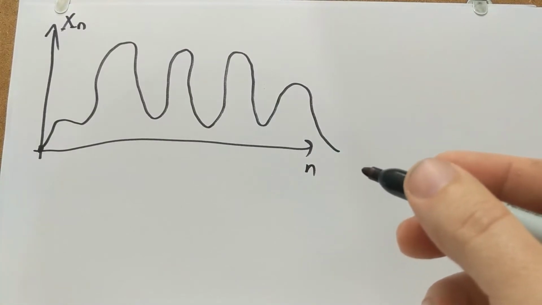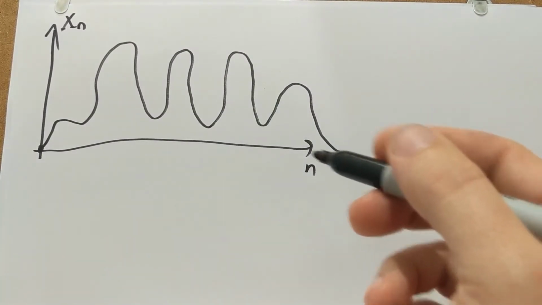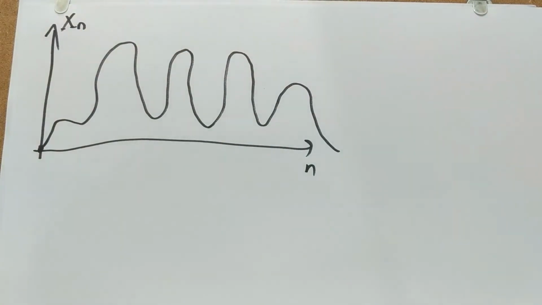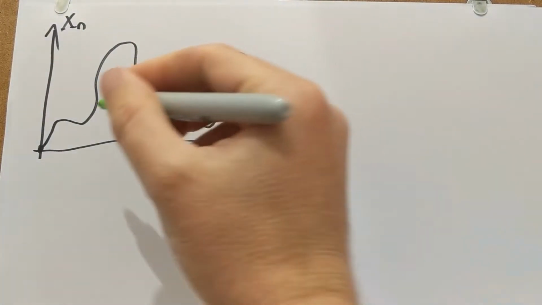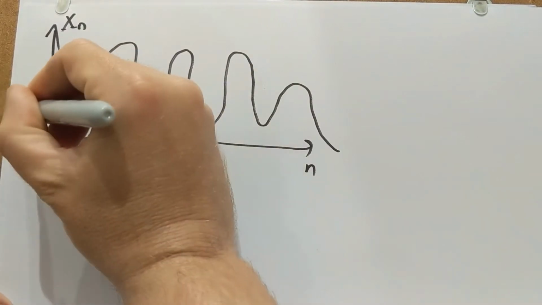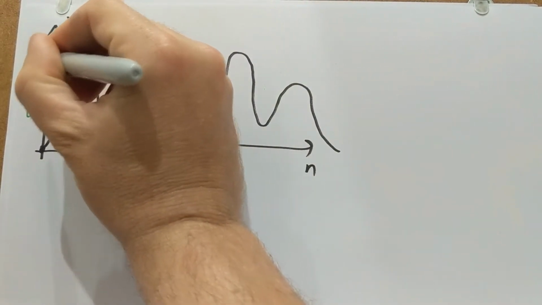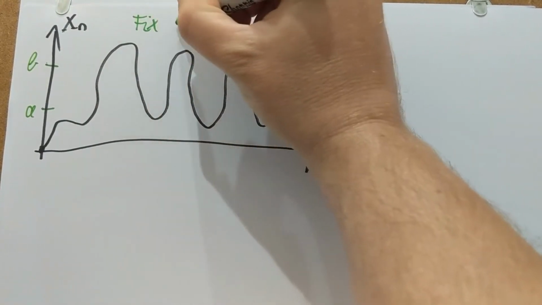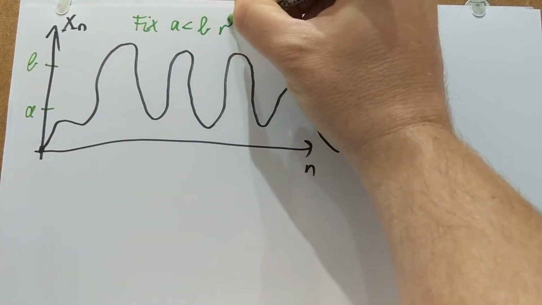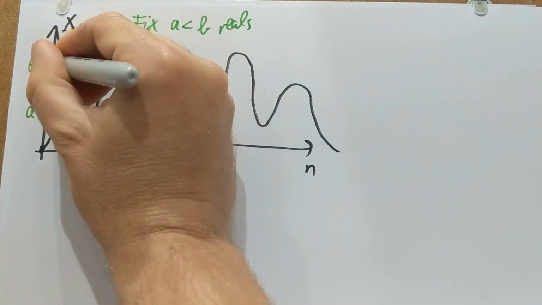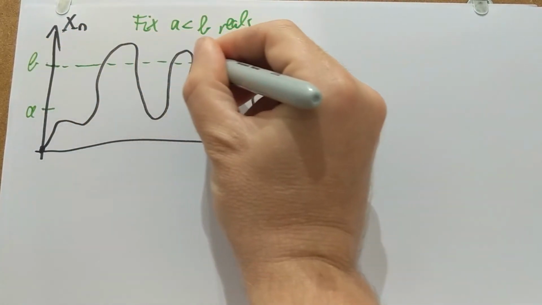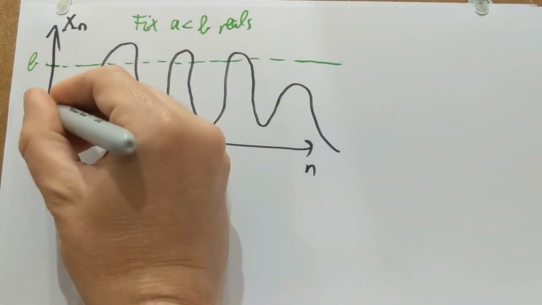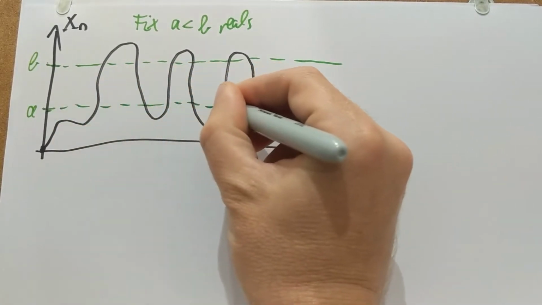And so that's a process x_n as a function of n, and then I'm going to draw two levels of values a and b. So we're going to fix a smaller than b, real numbers, and so b is this value here and a is that value down there.